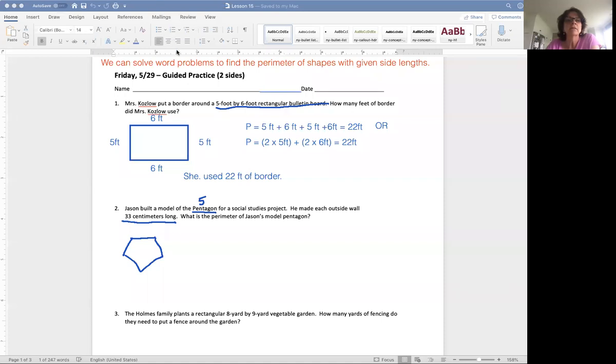centimeters. So I'm going to get a smaller font here, and you're going to have to write it kind of small, I think. So right here, 33 cm. I hope you can see that. And I will label each side with 33 cm, so you should do the same as well.